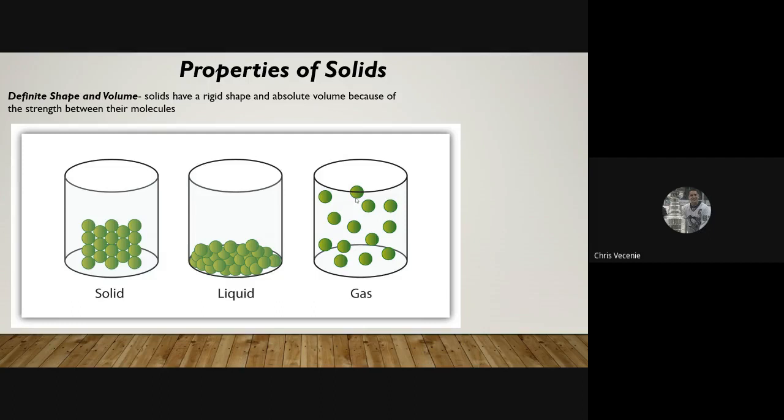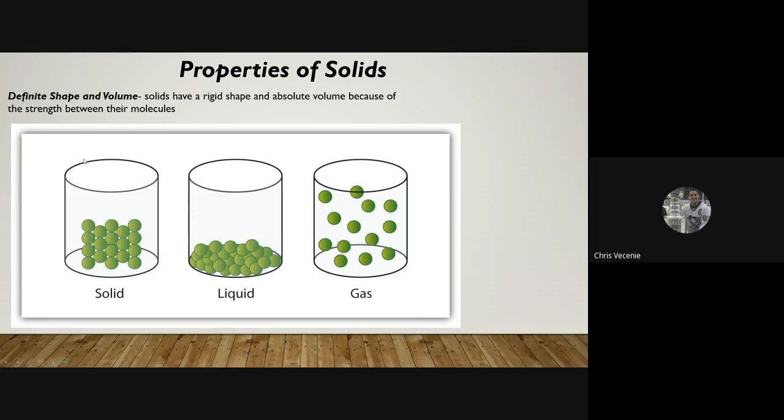Liquids have a definite volume. I can measure them, but their shape is not definite. If I take a 2-liter bottle of soda, it is 2 liters and it's the shape of the bottle. But if I dump that bottle into a different container, it will still be exactly 2 liters, its volume, but its shape will conform to whatever the shape of the container is. The forces in the liquid are strong enough to keep the particles close enough together that they won't escape, but they're not so strong that they can lock them in place.